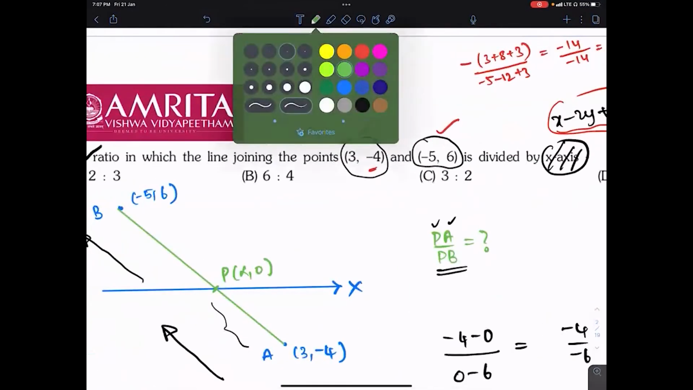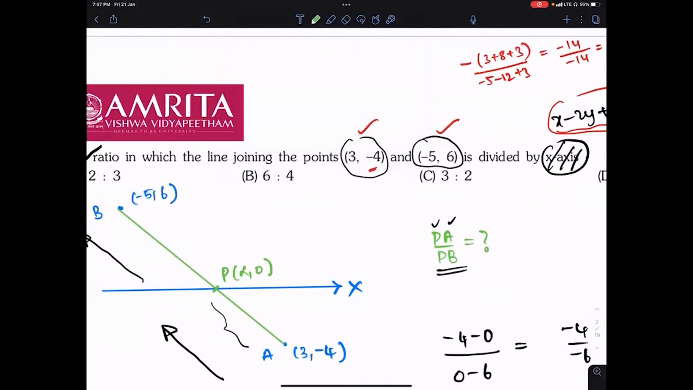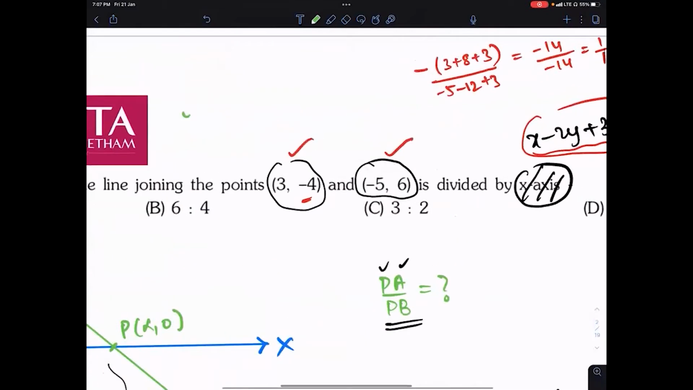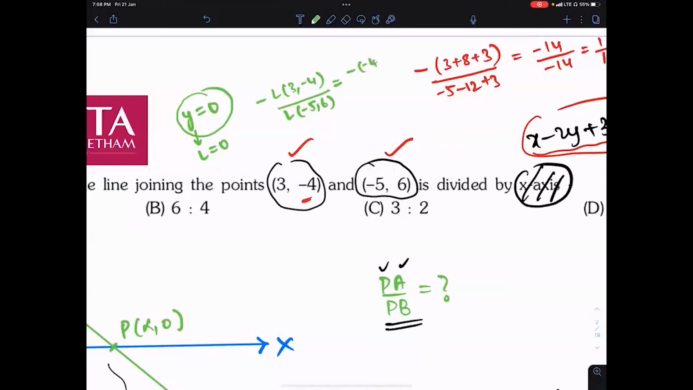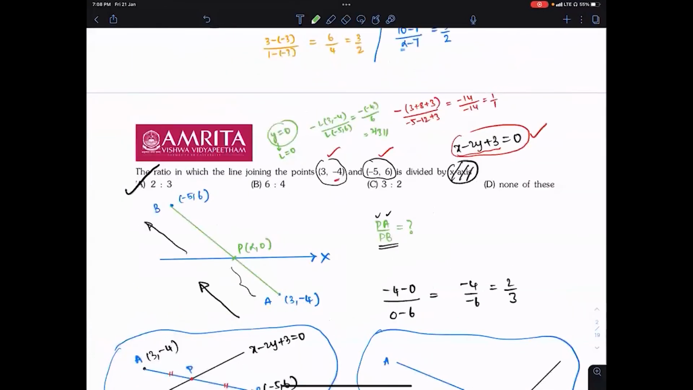Already we have done. In what ratio? They have told x-axis, but the x-axis has an equation. Now, what is the equation of the x-axis? Y equal to 0. Now, what has become the L? L is your y only. Now, L of 3 comma minus 4 by L of minus 5 comma 6, with a minus, should be the answer. In the L, there is no x. So, no need to substitute. L is y only. So, minus of minus 4 divided by, in the denominator, what is 6? How much are we getting? 2 by 3. It's the same answer we got.